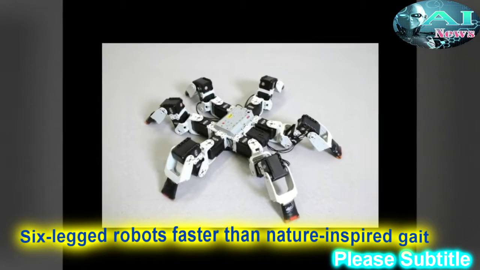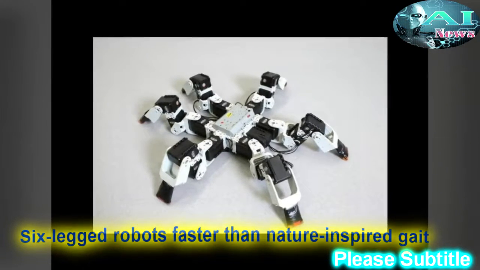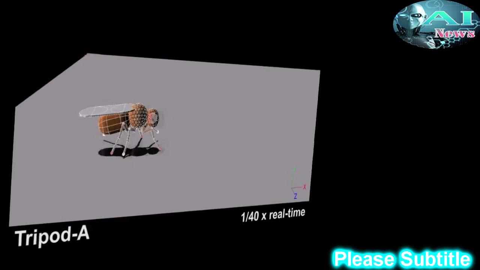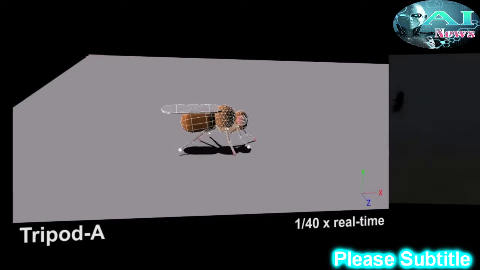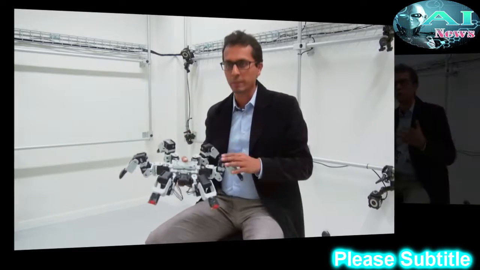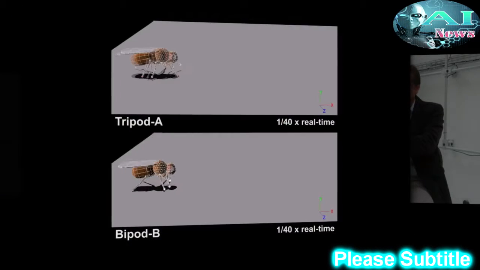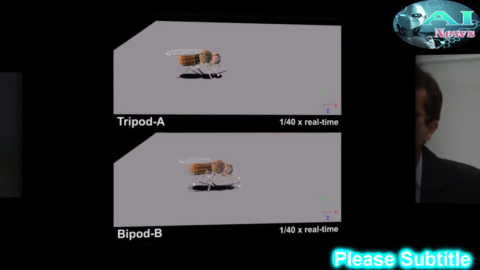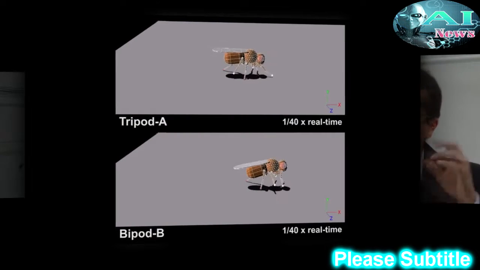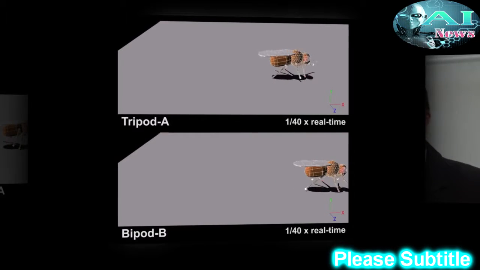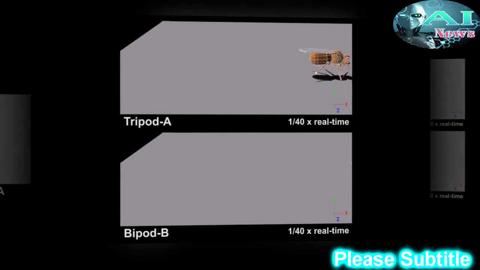Six-legged robots faster than nature-inspired gait. Date: February 17, 2017. Source: Ecole Polytechnique Fédérale de Lausanne. Summary: researchers have discovered a faster and more efficient gait, never observed in nature, for six-legged robots walking on flat ground. Bio-inspired gaits, less efficient for robots, are used by real insects since they have adhesive pads to walk in three dimensions. The results provide novel approaches for roboticists and new information to biologists.